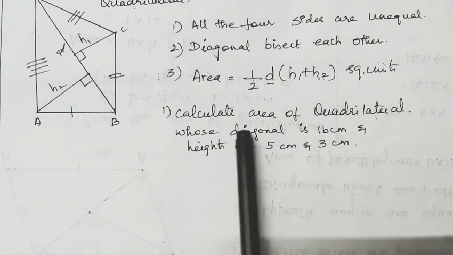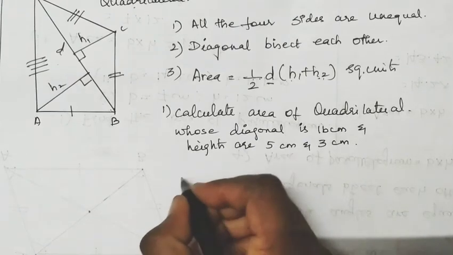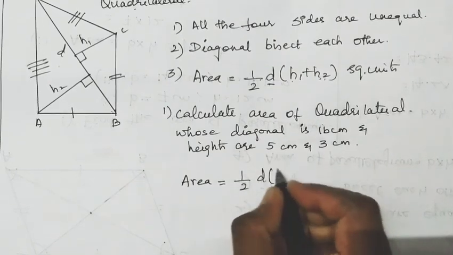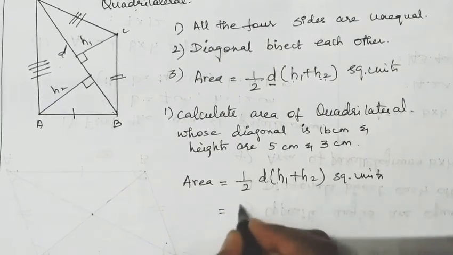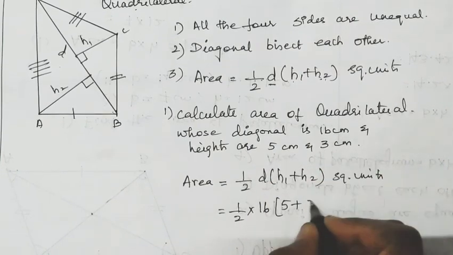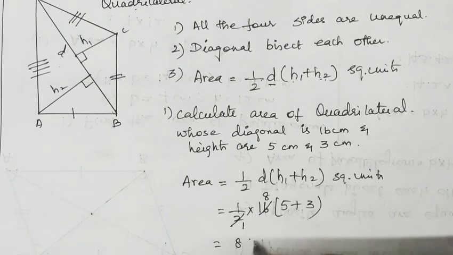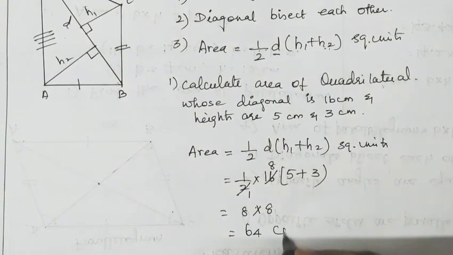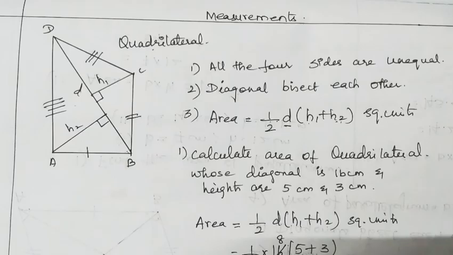Now listen to the sum. Calculate area of quadrilateral whose diagonal is 16 cm and the heights are 5 cm and 3 cm. So we know the formula to calculate area of quadrilateral, half into D into (H1 plus H2) square units. Now substitute the values. Half into D is 16, H1 is 5 plus H2 is 3. So I can cancel 2 and 16. 2 8s are 16. So 8 into (5 plus 3) is again 8. 8 8s are 64. So it is 64 centimeter squared. Is that clear, children?